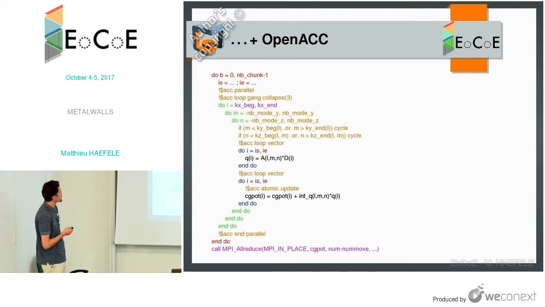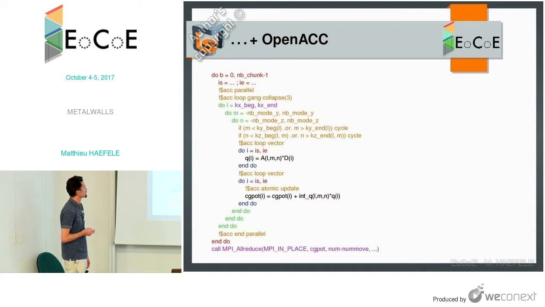So you go over all the modes, and for the modes that should not be taken care of by this process, you just cycle here, and that works quite well on the GPU. Then you have a loop vector here. The inner loop is vectorized, with an atomic update to make the reduction on the CG pot. Basically, that's how it works.